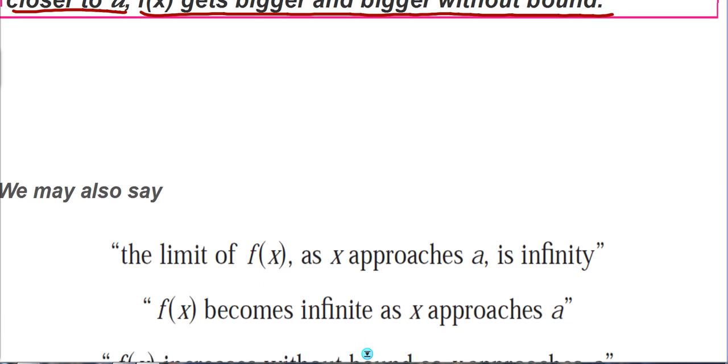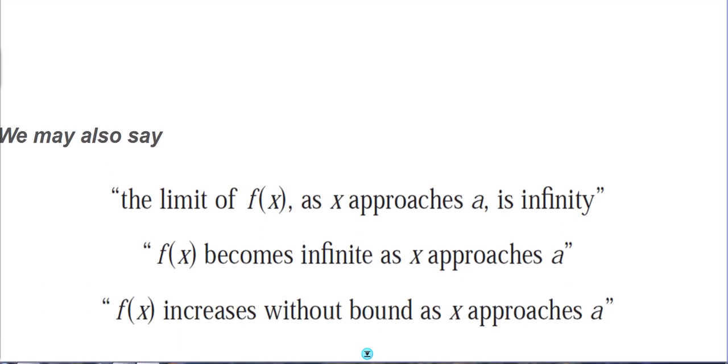We can also use other ways to say this. We can say that the limit of f of x as x approaches a is infinity. F of x becomes infinite as x approaches a, or f of x increases without bound as x approaches a. I think we can use that idea now to talk about vertical asymptotes.